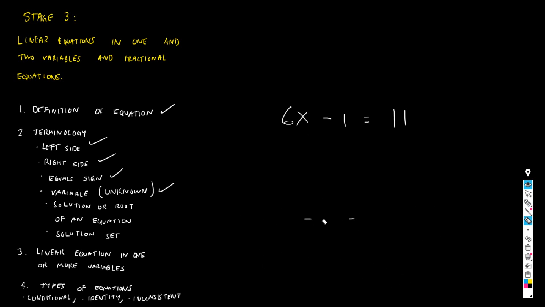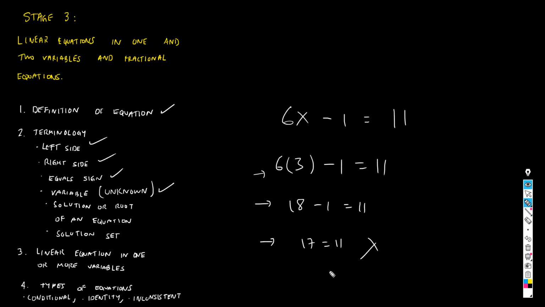What if I gave x the value of, let's say, 3? Let's do that. 6 times 3 minus 1 equals 11. So I have 18 minus 1 equals 11. So I have 17 equals 11. This is clearly not true, right? And so we say that 3 is not a root or solution to my equation because my equation is not satisfied when I substitute x by 3.